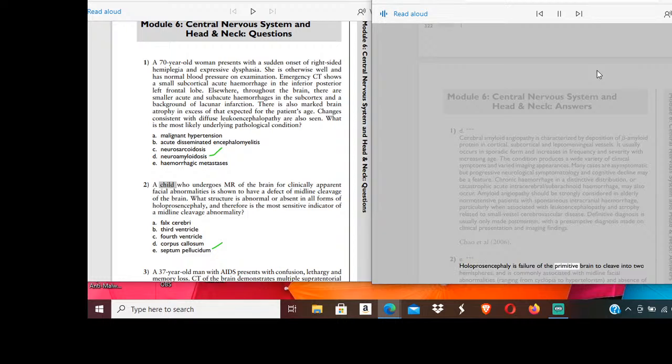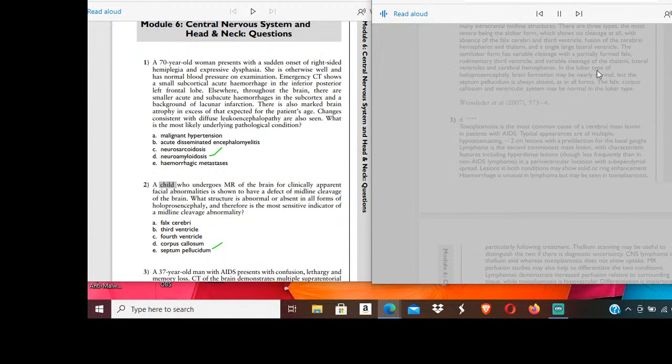2e. Holoprosencephaly is failure of the primitive brain to cleave into two hemispheres, and is commonly associated with midline facial abnormalities, ranging from cyclopia to hypertelorism, and absence of many intracranial midline structures. There are three types, the most severe being the allobar form, which shows no cleavage at all, with absence of the falx cerebri and third ventricle, fusion of the cerebral hemispheres and thalami, and a single large lateral ventricle.